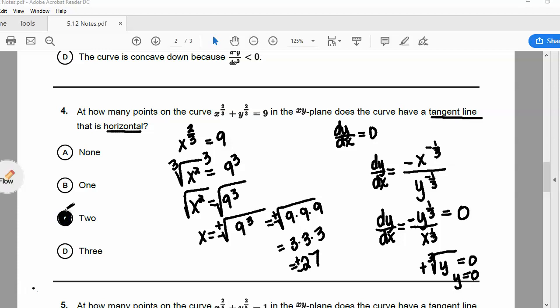Let me double check. There was something weird. I think it was on the other problem though. Get this one real quick. Make sure. Yeah, that's right. Alright. 5 is just like 4, and I didn't mean to put it on the notes. I meant to put a different problem on the notes. Let's look at the homework page now.